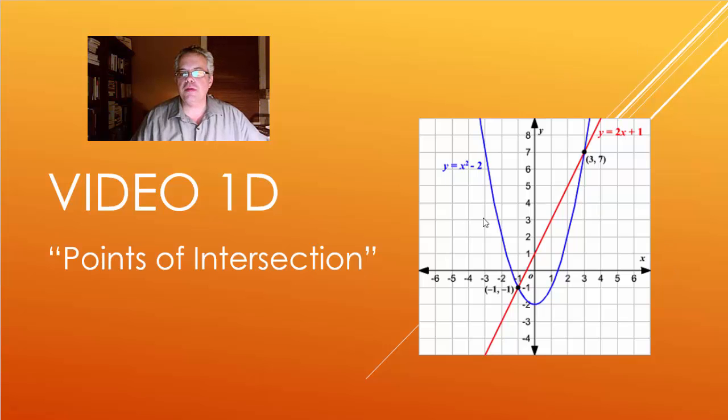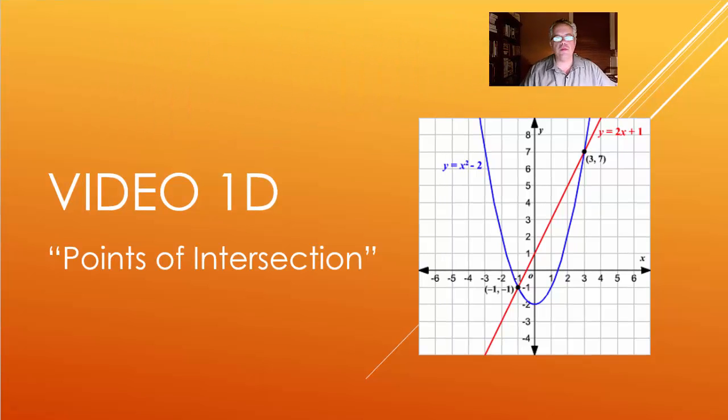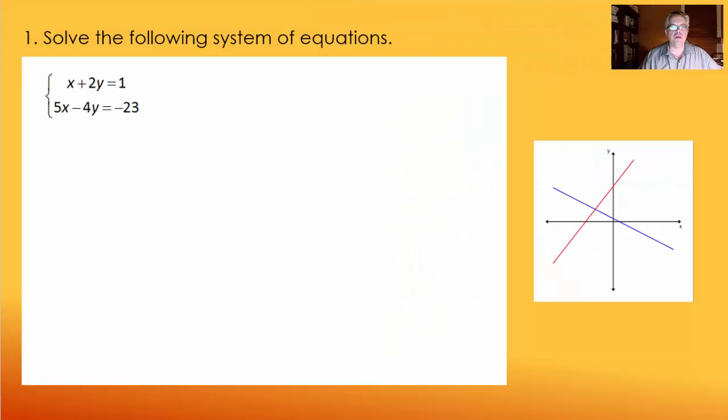We see kind of a picture here of what we're trying to do. In this graph we have a parabola and a line that intersects it in 2 points. Our job is to find the coordinates of the points where they intersect. We're going to do 4 problems. 2 problems with lines and 2 problems where one's a line and one's a parabola or a circle. Alright, let's go ahead and do it.